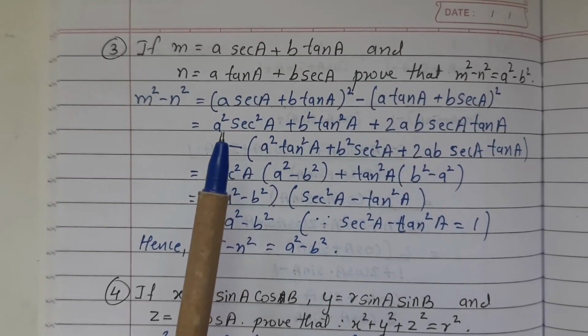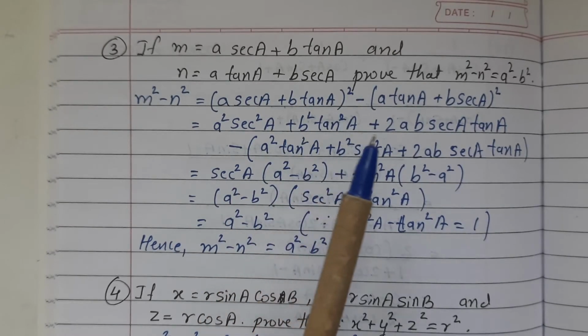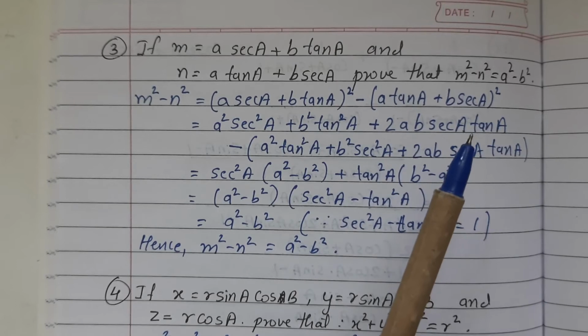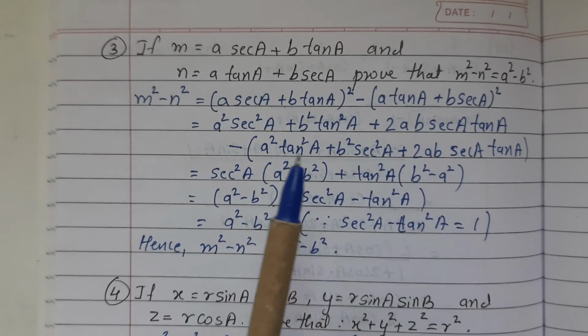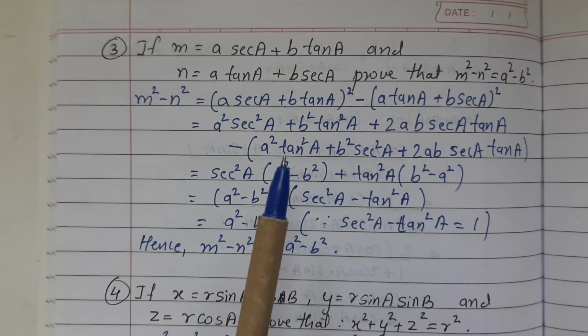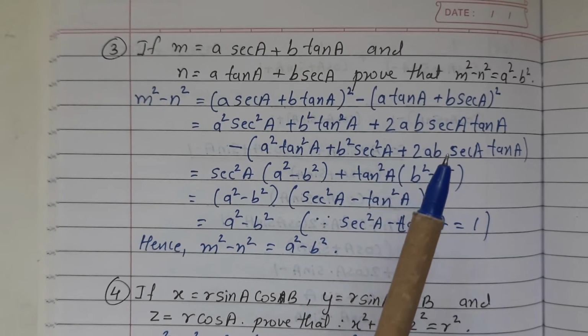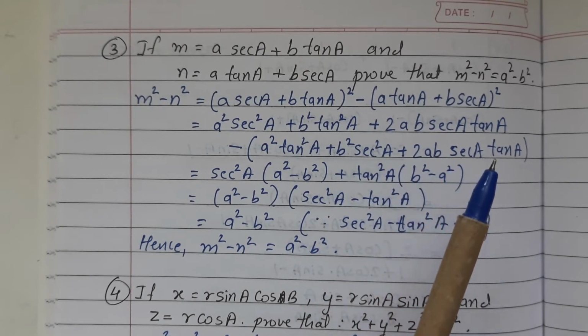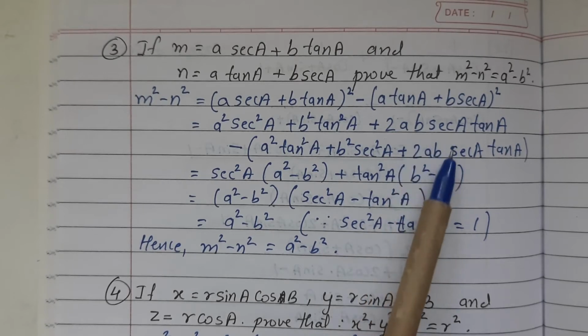Open the bracket. a square sec square A plus b square tan square A plus 2ab sec A tan A minus, again open this bracket, (a plus b) the whole square is a square plus b square plus 2ab, which is a square tan square A plus b square sec square A plus 2ab sec A tan A. Plus 2ab sec A tan A minus 2ab sec A tan A cancel each other.